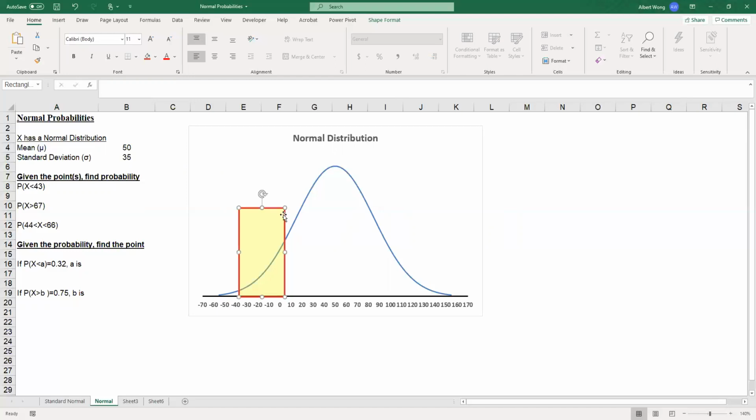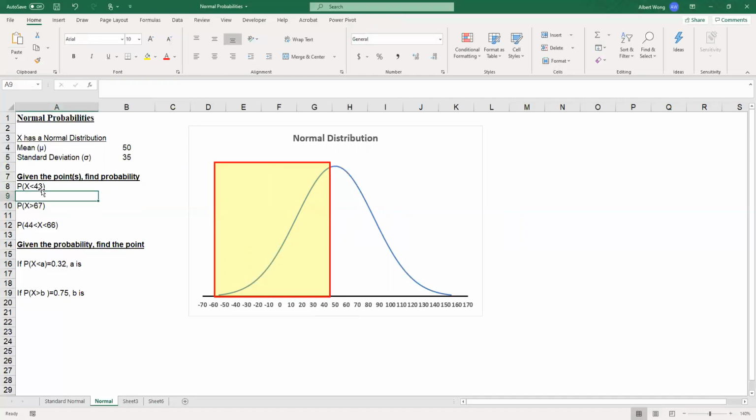right? So 43 is, let's make sure that we find it. 43 is around here, right? 43 is around here. And what are we looking for? We're looking for less than. So 43 is around here, and we're looking for less than, so the lower tail. So if it's lower tail, we just use the function directly, right?